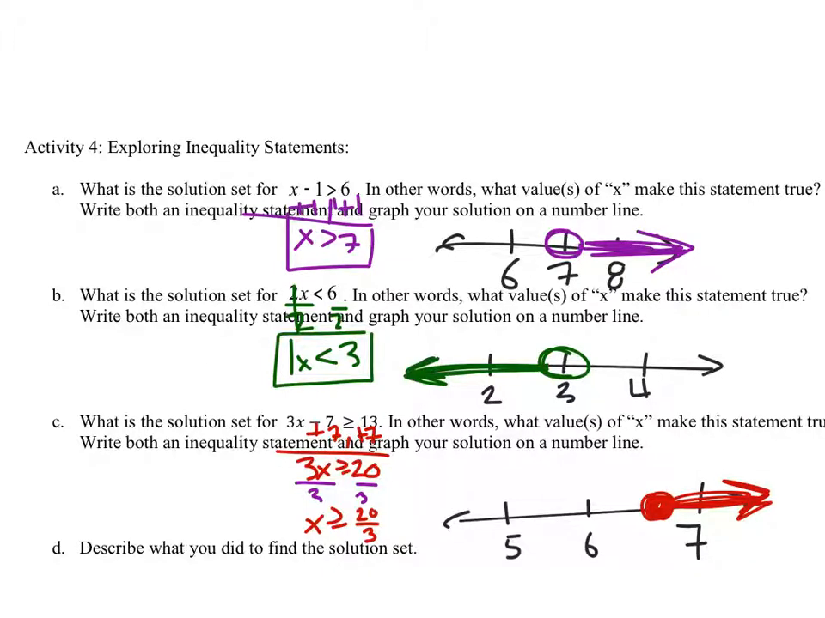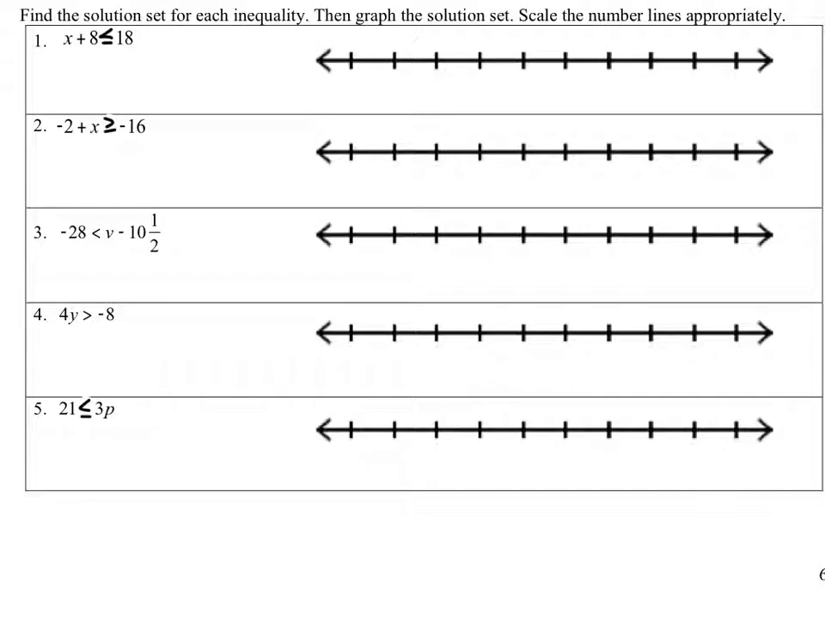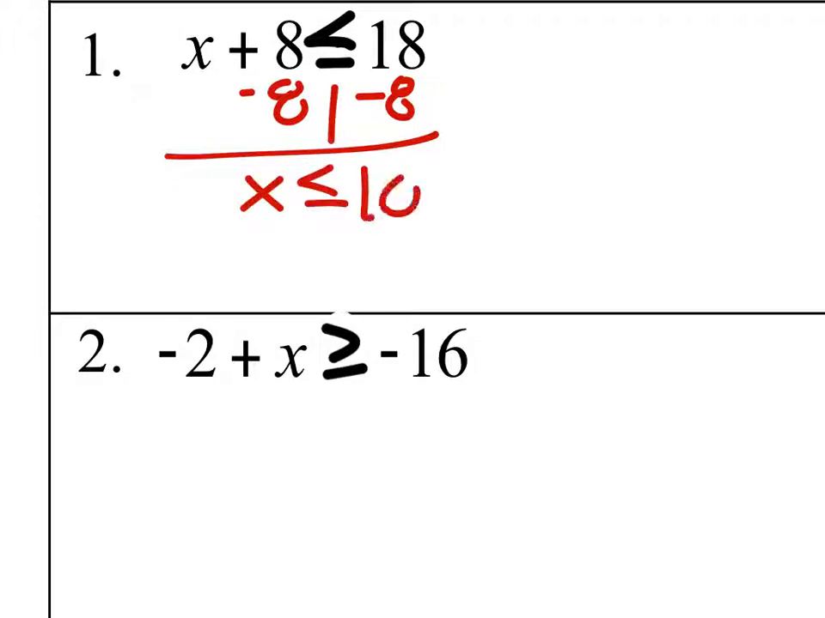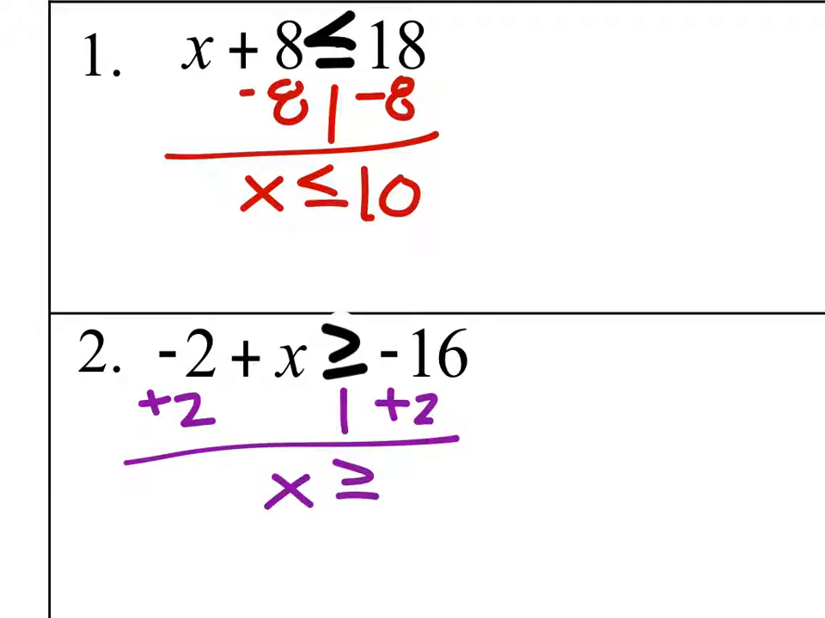Describe what you did to find the solution sets. We just use principles of equality, same like we did for solving equations. That's it. So we need to solve and graph these. Let's go ahead and solve them first, and then we'll come back and graph them. All right, so number 1, here we'll need to subtract 8 from both sides, and we get x is less than or equal to 10. On this one, we're going to have to add 2 to get the x by itself. So we get x is greater than or equal to negative 14.